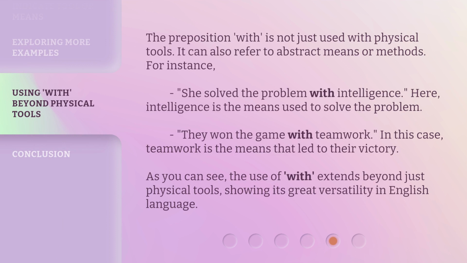The preposition with is not just used with physical tools. It can also refer to abstract means or methods. For instance, she solved the problem with intelligence. Here, intelligence is the means used to solve the problem. They won the game with teamwork. In this case, teamwork is the means that led to their victory. As you can see, the use of with extends beyond just physical tools, showing its great versatility in English language.